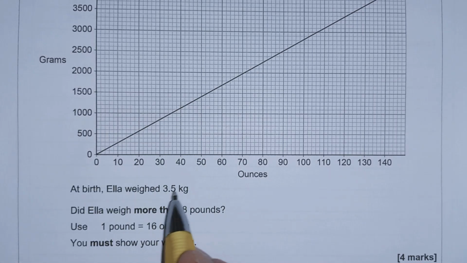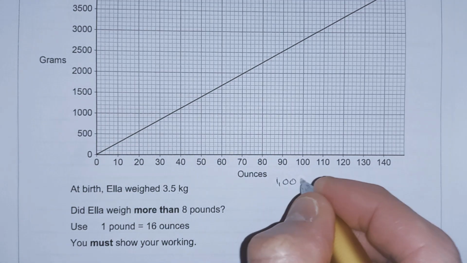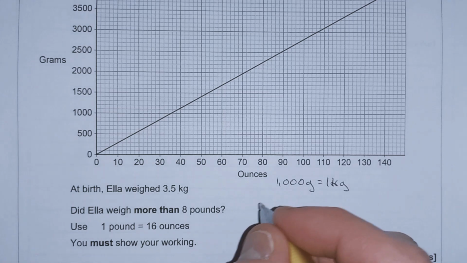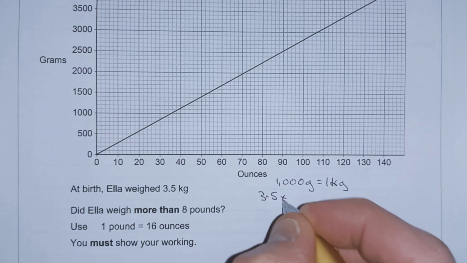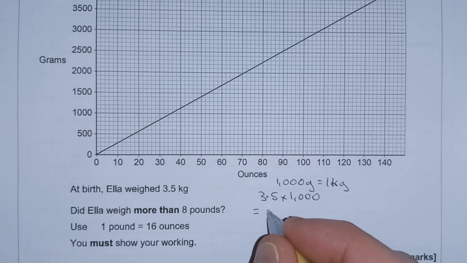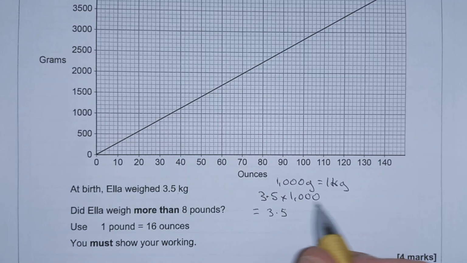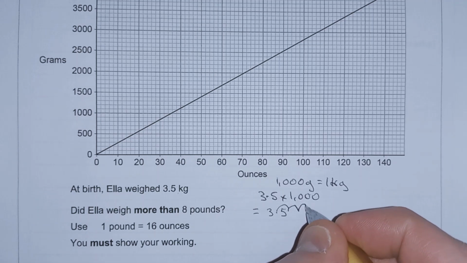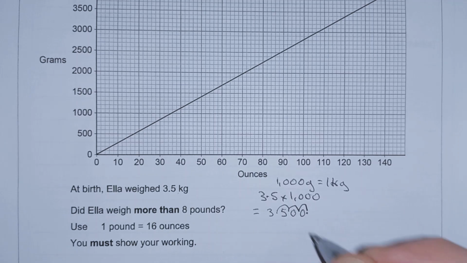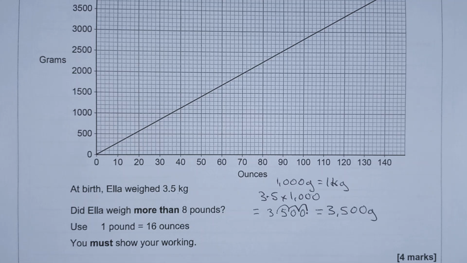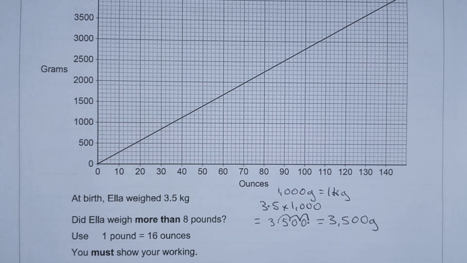So the first thing I'm going to do is say, can we turn this into grams somehow? I know that we've got 1,000 grams in 1 kilogram. So if we've got 3.5 kilograms, we want 3.5 times 1,000. Multiplying by 1,000, we've got 3 zeros, so we're making the number bigger. We move the decimal point 3 times, one for each zero, then fill that in with zeros. So you should see that that's 3,500 grams.